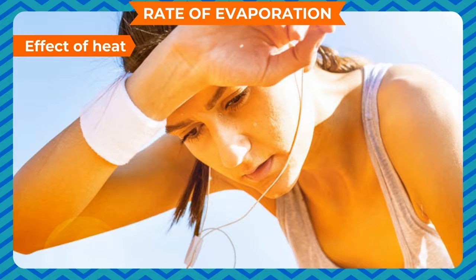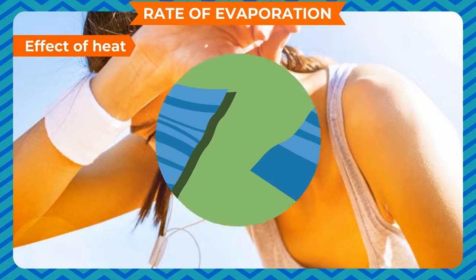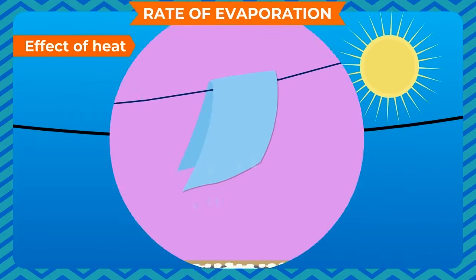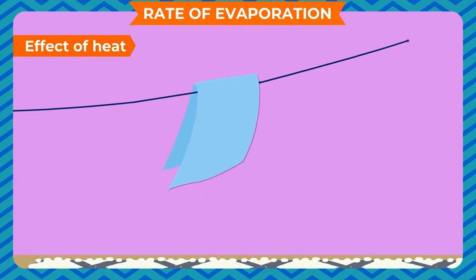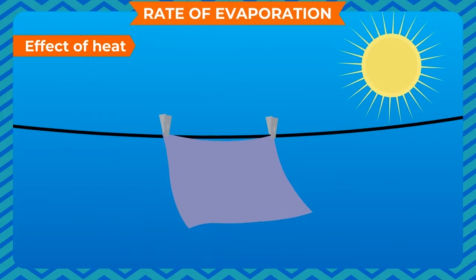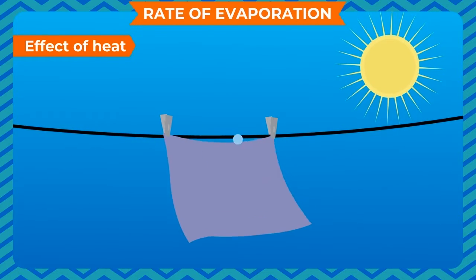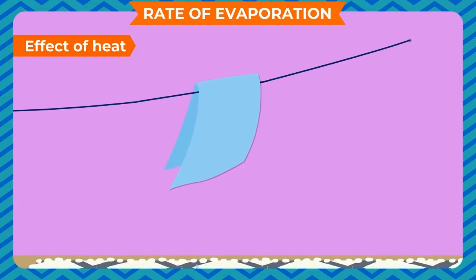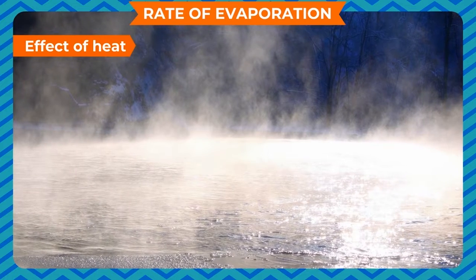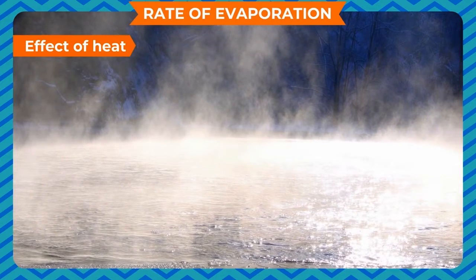Effect of heat. Again, take 2 wet handkerchiefs. Place one of them in the sunlight and the other one in your room. You will find that the handkerchief placed in the sunlight dries faster than the handkerchief placed in your room. It shows that water evaporates faster on a hot day.